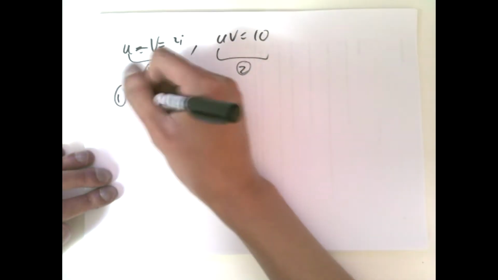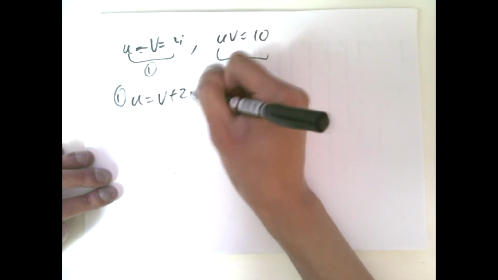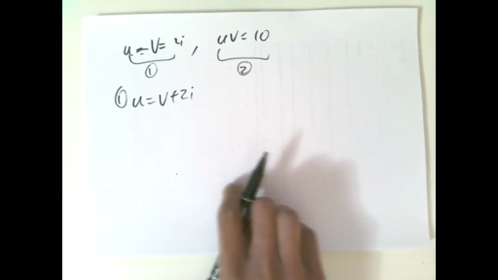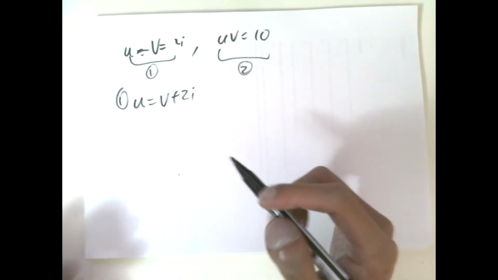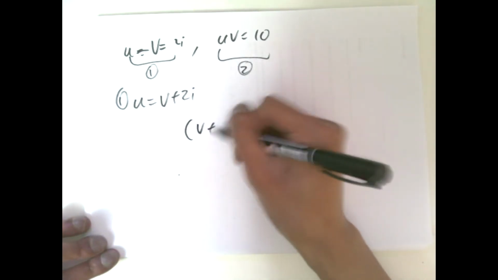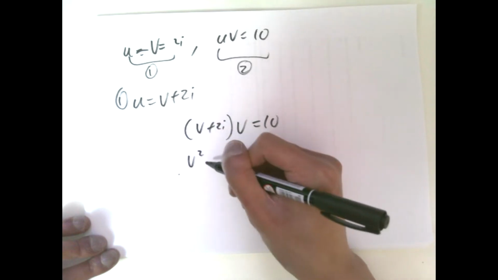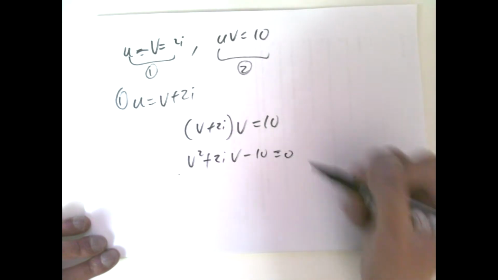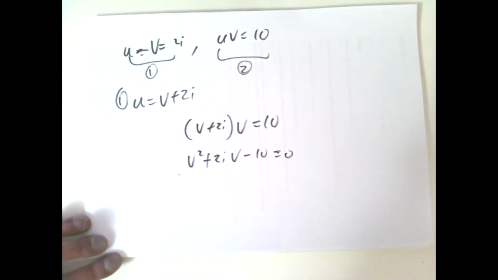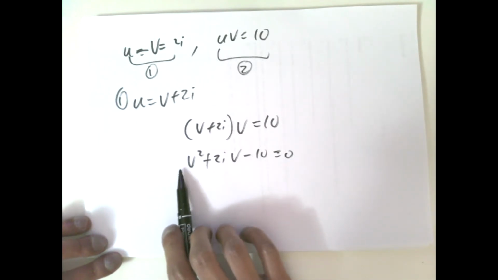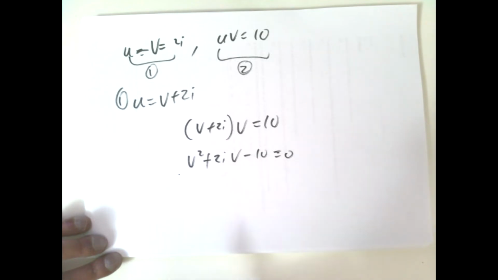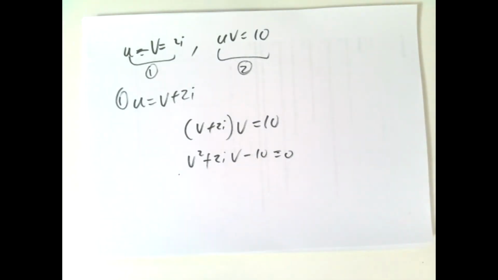From equation 1, taking equation 1 and substituting it into equation 2. Over here we have some sort of a quadratic equation in terms of v, where the coefficient is 1, the coefficient is 2i, the coefficient is minus 10. So because this is a polynomial of not all real coefficients, we do expect 2 roots, but they will not occur in conjugate pairs.